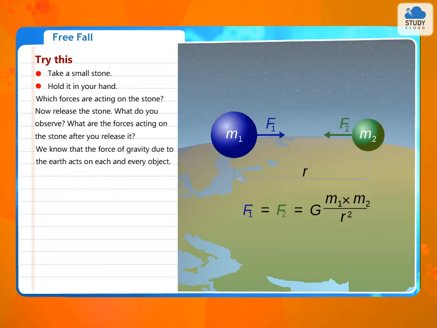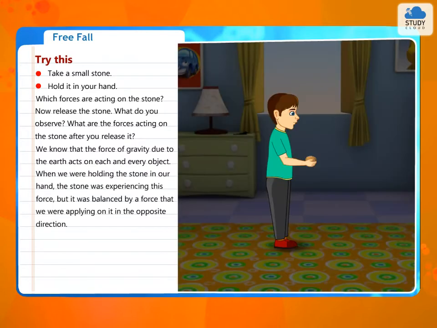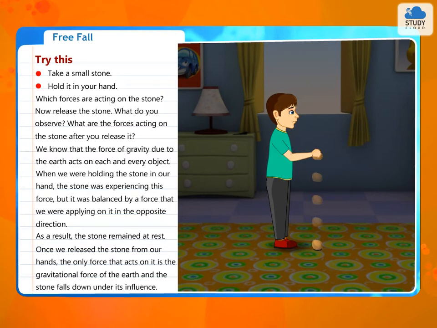We know that the force of gravity due to the earth acts on each and every object. When we are holding the stone in our hand, the stone was experiencing this force, but it was balanced by a force that we are applying on it in the opposite direction. As a result, the stone remained at rest. Once we release the stone from our hands, the only force that acts on it is the gravitational force of the earth, and the stone falls down under its influence.